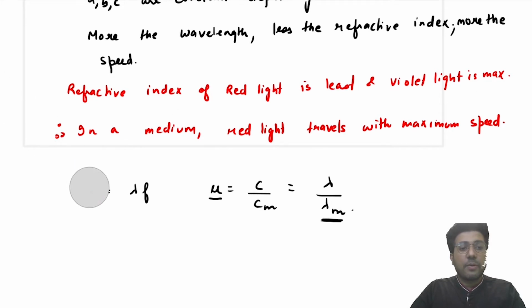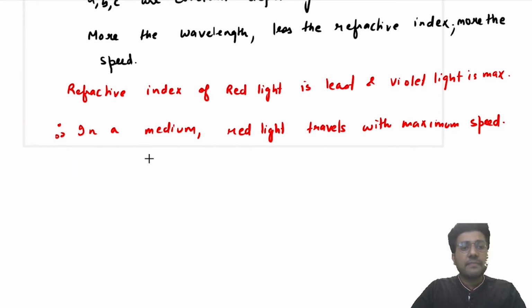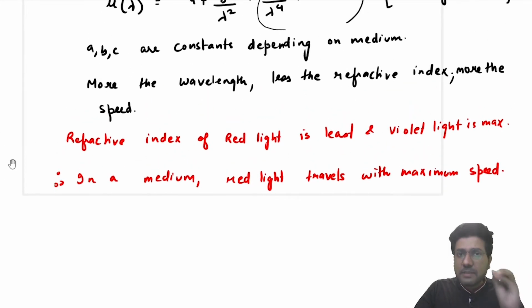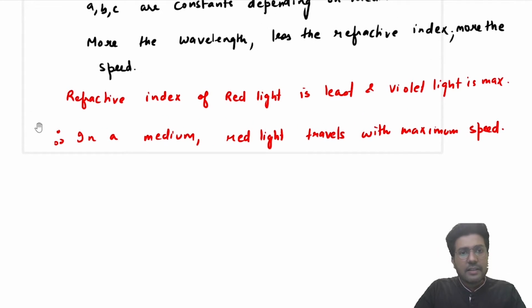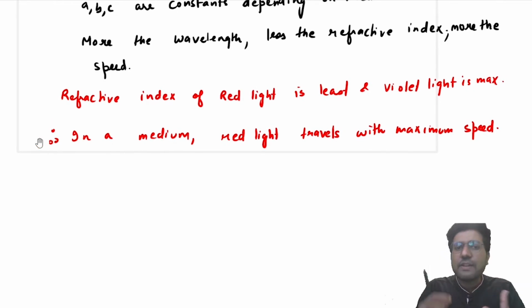Now in a medium, red light travels with maximum speed, as I have said. So the speed of light is maximum for red light and the refractive index is minimum for red light. Similarly, the speed of light is minimum for violet light and the refractive index is maximum for violet light.